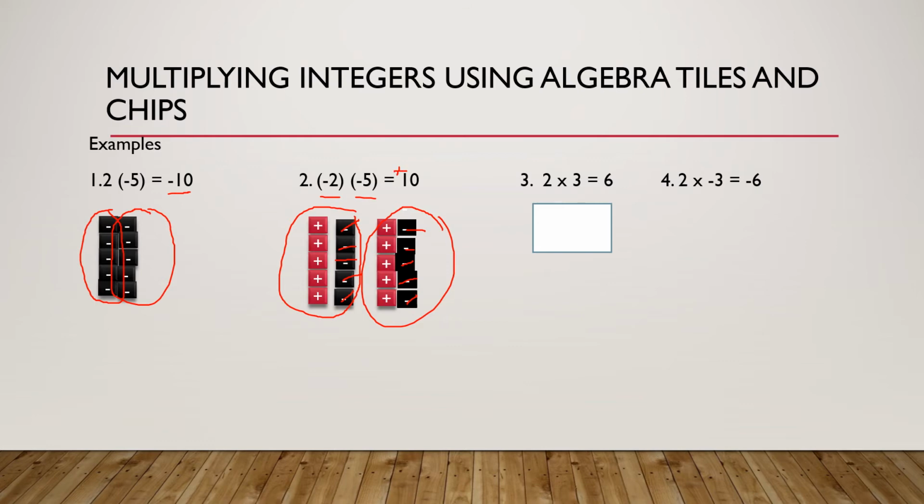Alright? Okay. Next, let's try number 3. 2 times 3 equals 6. What is that? 1, 2, 3, 4, 5, 6. Okay, so we have here two groups of 3 chips, or two groups of positive chips by 3. So we have 6. Okay, next.